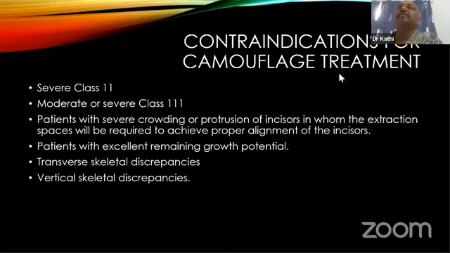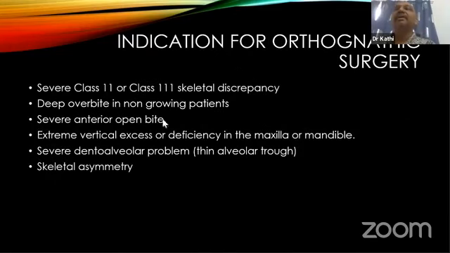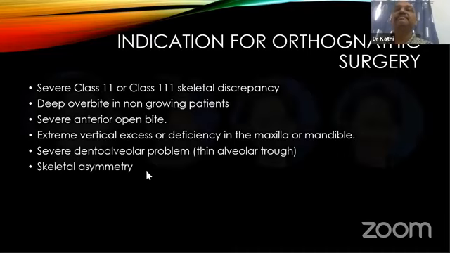What are the contraindications for camouflage? Also the opposite of what we said earlier. Severe class 2, moderate or severe class 3, patient with severe crowding or protrusion of incisors in whom extraction space will be required to achieve proper alignment, patient with excellent remaining growth potential, transverse discrepancy or vertical discrepancy. Okay. Indications for surgery: severe class 2, severe class 3 skeletal discrepancy, deep overbite, severe anterior open bite, vertical excess or deficiency in the maxilla or mandible, severe dentoalveolar problem, or skeletal asymmetry.